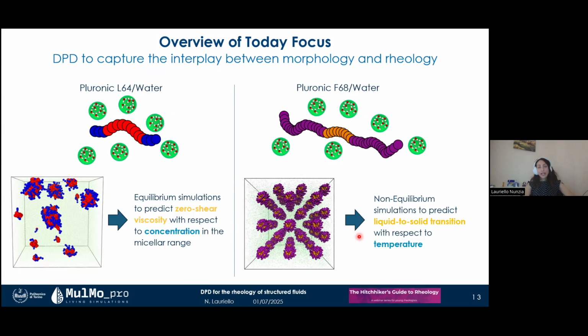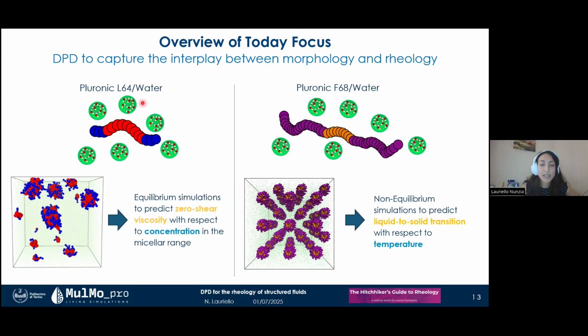Today I will talk about two different applications involving two different types of Pluronics, L64 and F68. They have both the same hydrophobic block but different hydrophilic chains. F68 has much longer hydrophilic chains with respect to L64. These two systems behave in a completely different way from a morphological and rheological point of view.